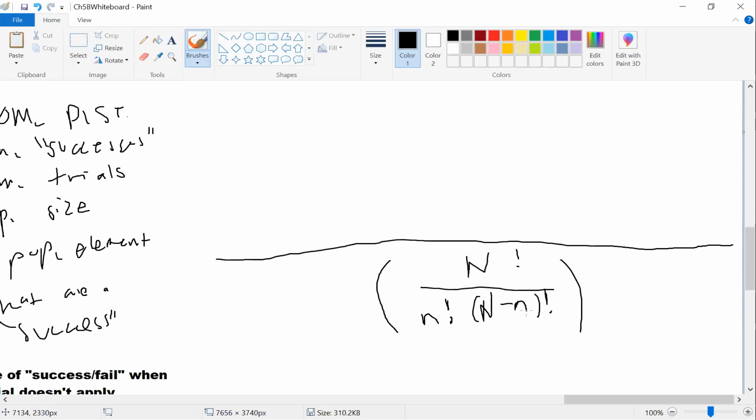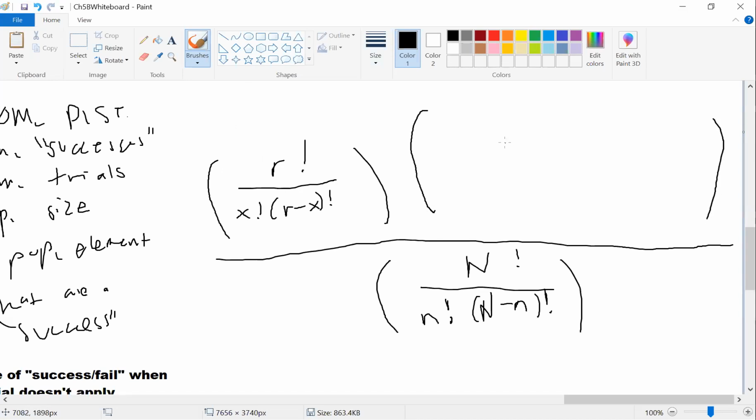Okay, now the numerator. Let's start with the easy part of it. The easy part is R, oh, that's an N, I want R. I just clicked the save button. It's R factorial divided by X factorial times R minus X factorial. I'll wait just a second, you have that. Those aren't so bad. The next part is the disaster. I'm going to draw a very big parenthesis so I have the space. Here we go. The numerator is not that bad. It's N minus R factorial. Now for the doozy. We have n minus x factorial in the denominator.